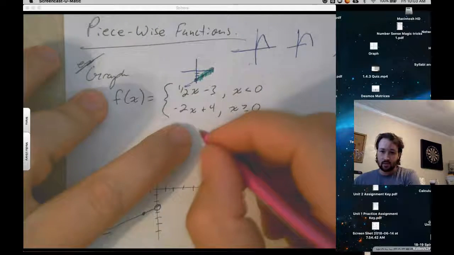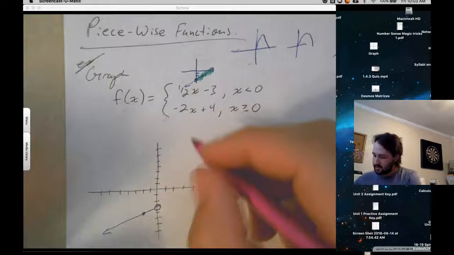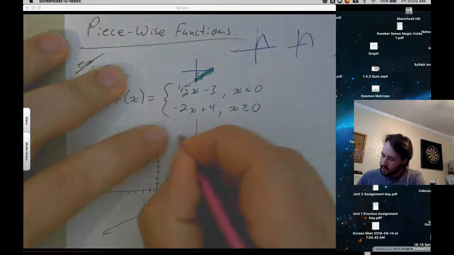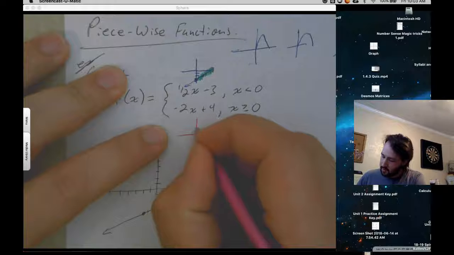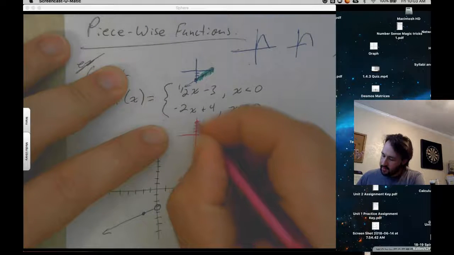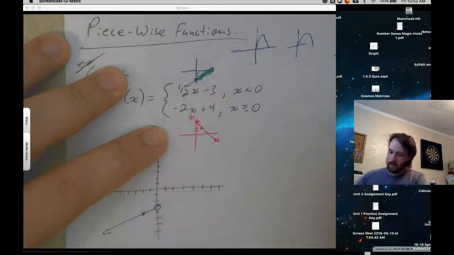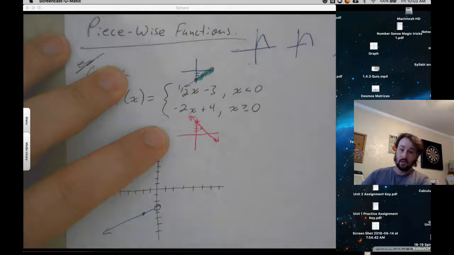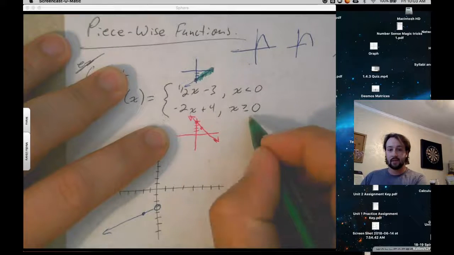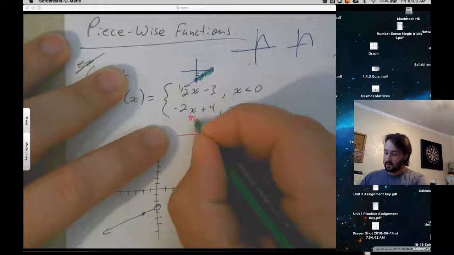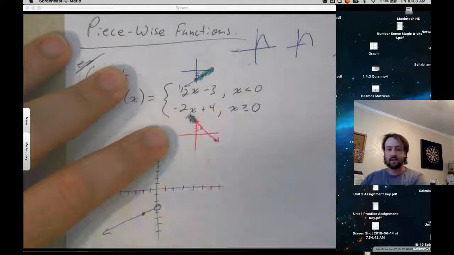This -2x plus 4, so I have a y-intercept of 4, so I'd be up at 1, 2, 3, 4. And then I would have a slope of down 2 over 1, so I would have a line going something like that. So now, this one says only when x is greater than or equal to 0. So any x values that are less than 0, which are all over there, I need to take off of my graph.